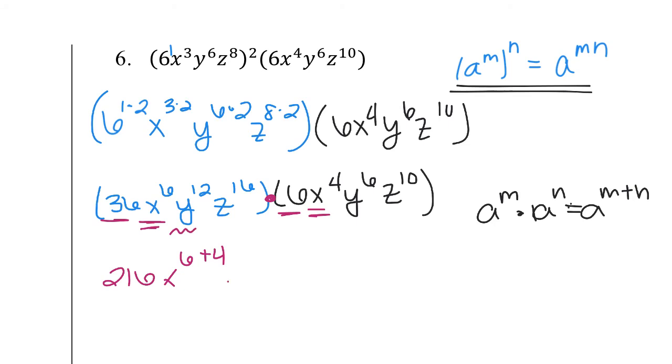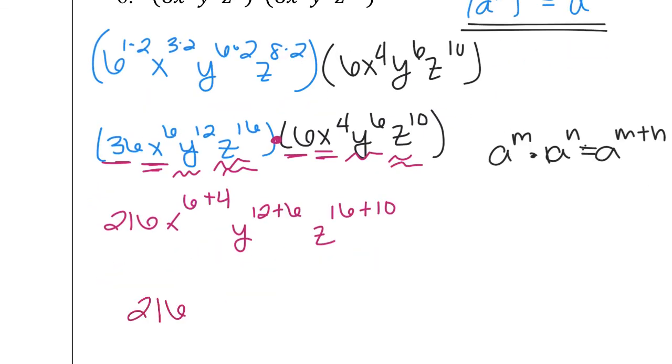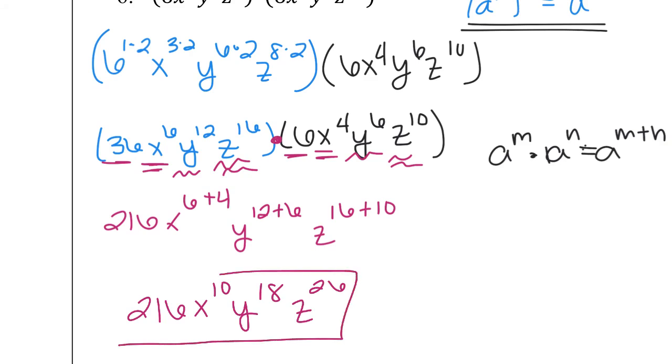Then we have a y to the 12th times a y to the 6th, so we're going to add their exponents together. We have z to the 16th and a z to the 10th multiplied, so we're going to add those exponents together. So if we simplify, we end up with 216, x to the 10th, y to the 18th, and z to the 26th. All exponents are positive, so we are finished.